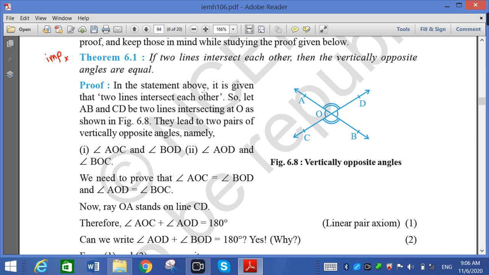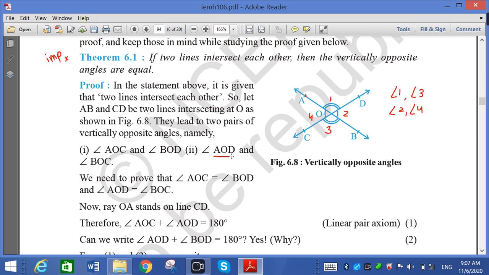Proof. In the statement above, it is given that two lines intersect each other. So let AB and CD be two lines intersecting at O. Now if you see, there are angles 1, 2, 3 and 4. So angle 1 and angle 3 are one pair, angle 2 and angle 4 are another pair.